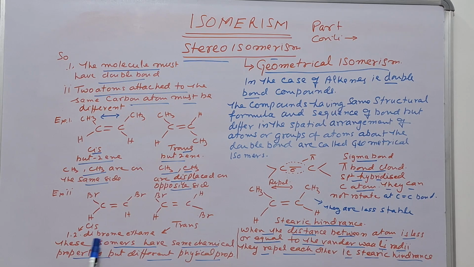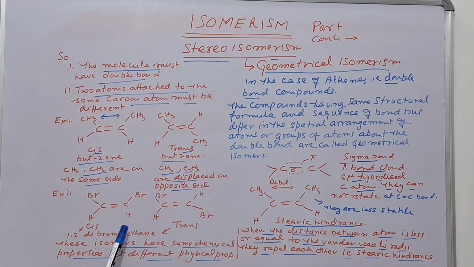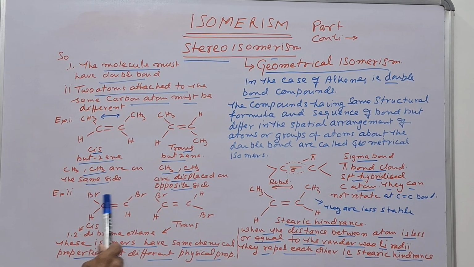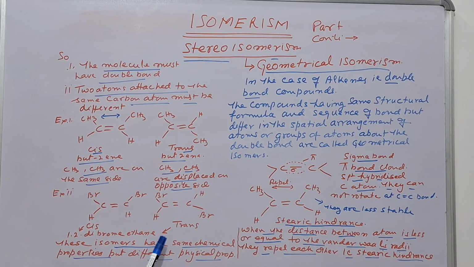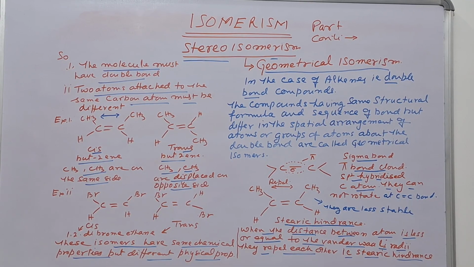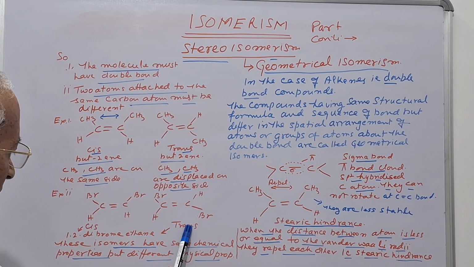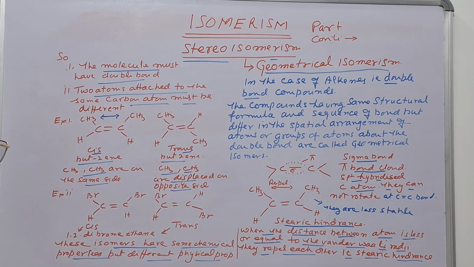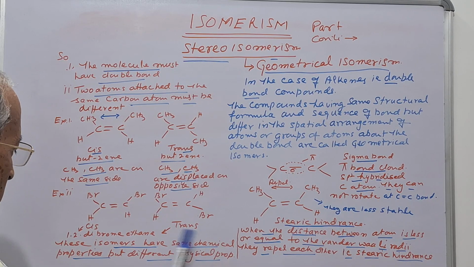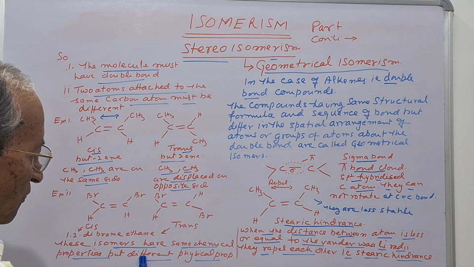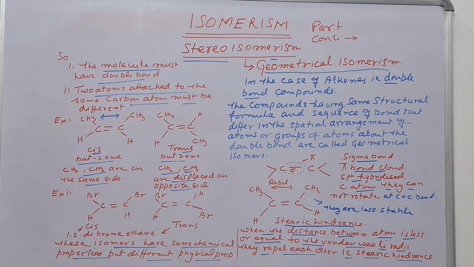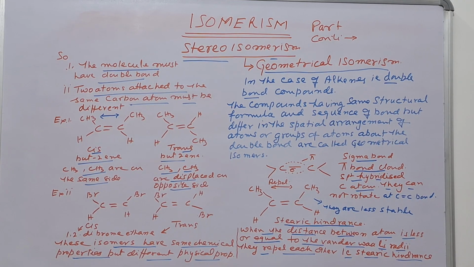Now the second example we take is 1,2-dibromoethene. Here again two bromo groups are on the same side and here they are on the opposite side. So this condition is known as cis 1,2-dibromoethene, and this condition is known as trans 1,2-dibromoethene. In the case of isomers, it was found that they have the same chemical properties but different physical properties. So this is all about geometrical isomerism.